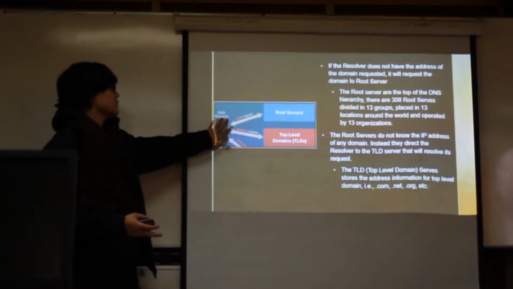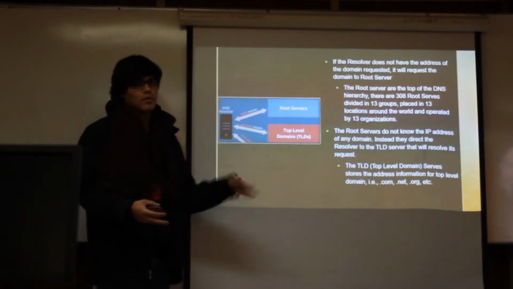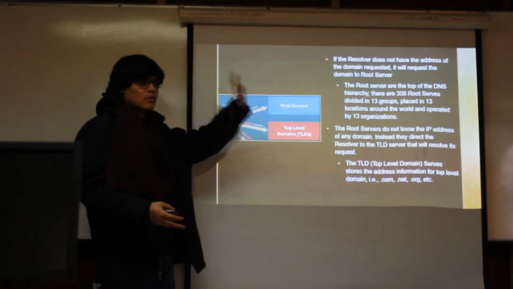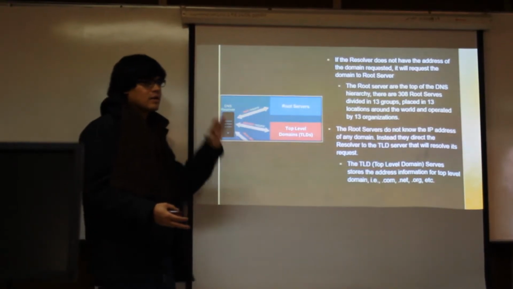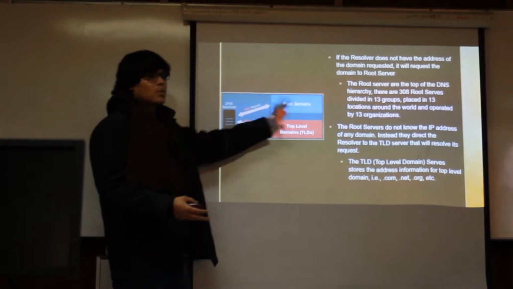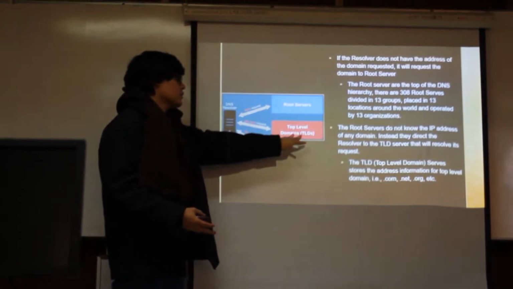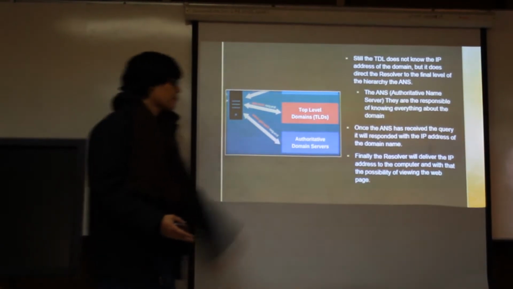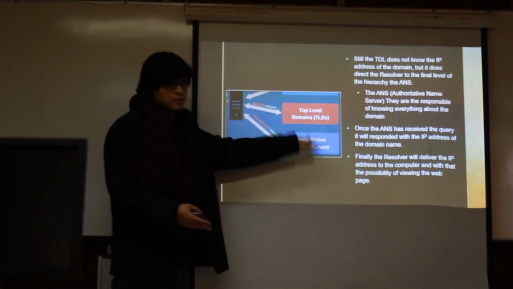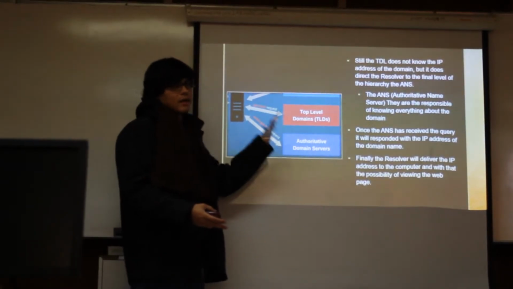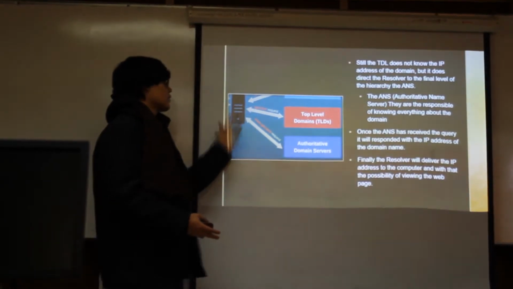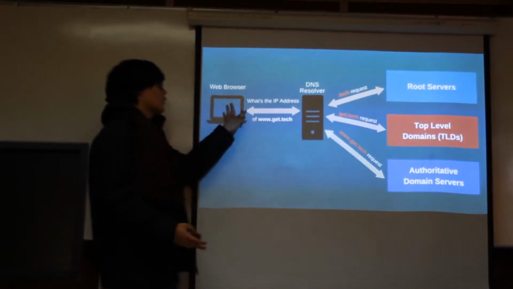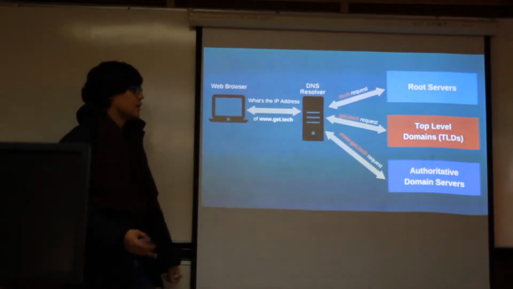Now, if it's not found in this resolver server, it will enter a process in which it tries to find it through a layer of servers that will direct it to the IP address it's searching for. So first it goes to the root server, then to the top-level domain servers, and from there to the authoritative domain server. The authoritative domain server is the place where it's going to find the IP address. After that, it returns to the resolver, and the resolver redirects it to our browser, which displays the page.